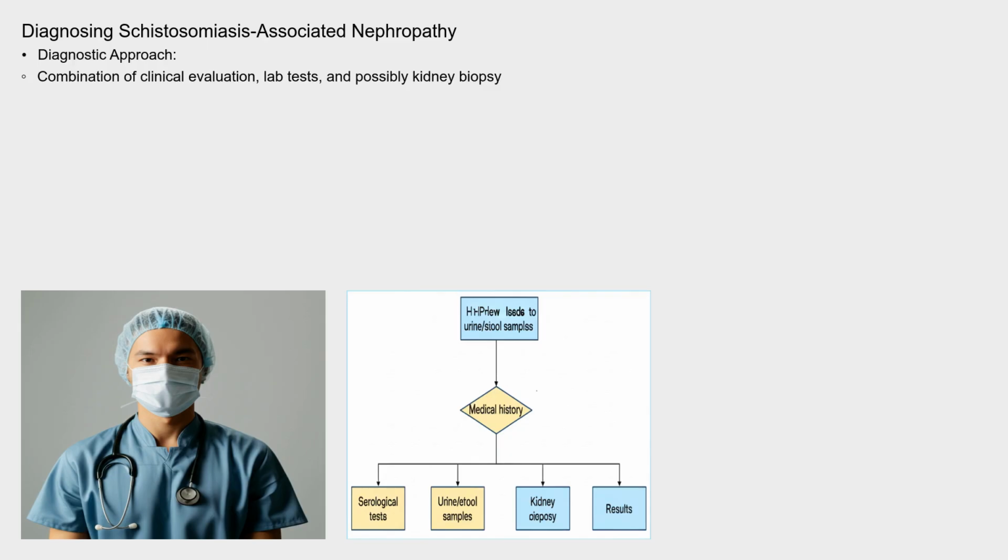Stool or urine samples may be examined for the presence of schistosome eggs, although this may be negative in chronic cases with established nephropathy. Serological tests which detect antibodies against schistosomes can also be helpful. Kidney biopsy is often necessary to confirm the diagnosis, assess the extent of glomerular damage, and rule out other causes of kidney disease. The biopsy reveals the characteristic features of immune complex deposition and granuloma formation within the glomeruli.